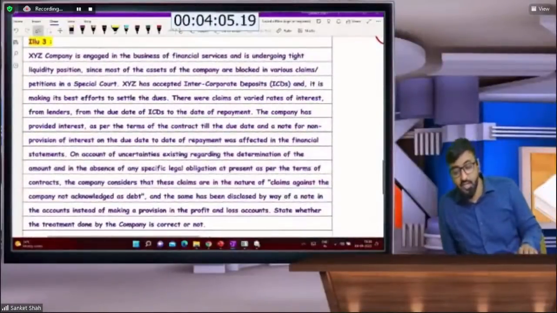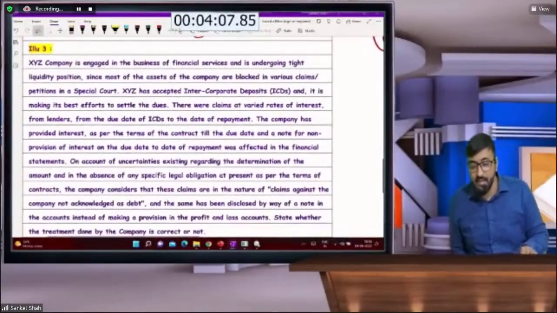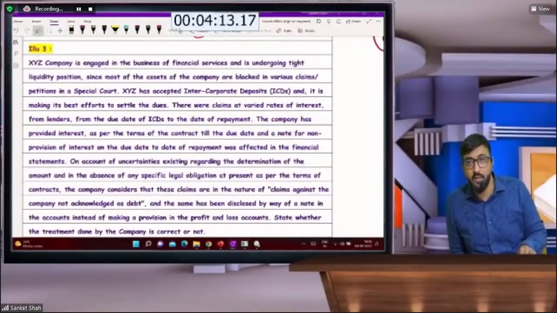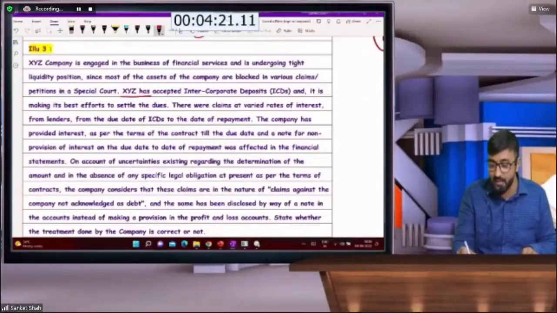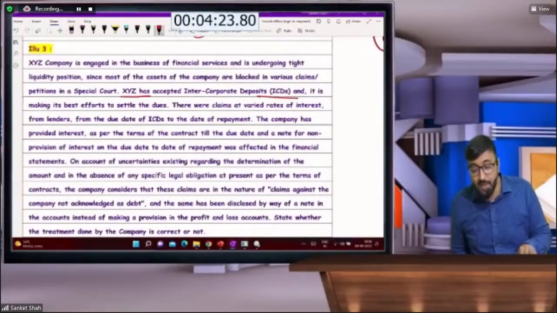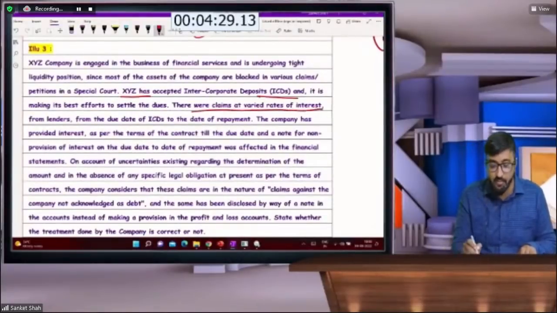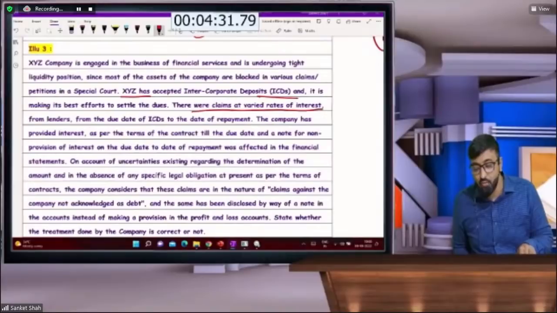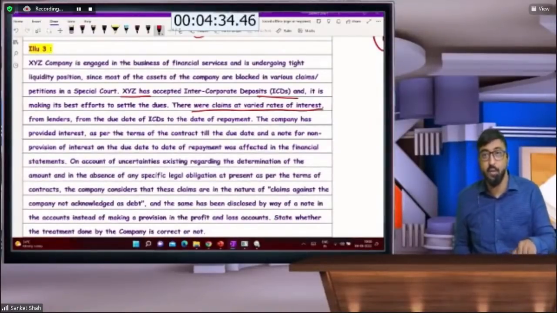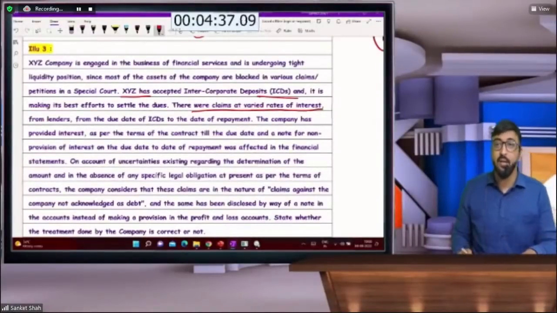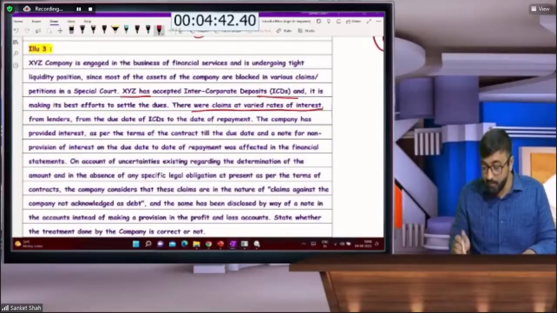XYZ company is engaged in the business of financial services and is undergoing tight liquidity position. Since most of the assets of the company are blocked in various claims, petition is in a special court. XYZ has accepted ICD and it's making its best efforts to settle their dues. There was a claim at various rates of interest from lenders from the due date of ICD to the date of repayment. So beta, it's very simple: the company has some claims, but their position is not very good, and therefore their problem is of liquidity.